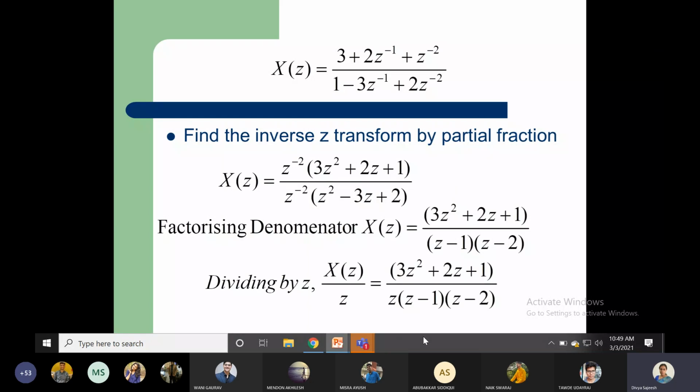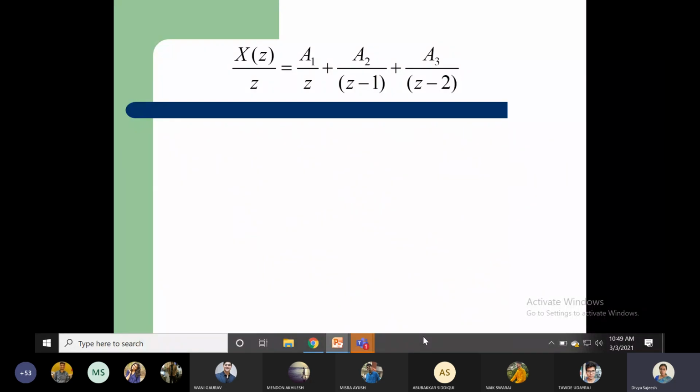Now this is our step for the partial fraction method. First step is dividing both sides of the equation by z. So divide x of z by z, and on the right hand side also divide it by z. Now I can write it in the partial fraction form, that is a1 by z plus a2 by z minus 1 plus a3 by z minus 2. Now let us find out each term a1, a2 and a3.